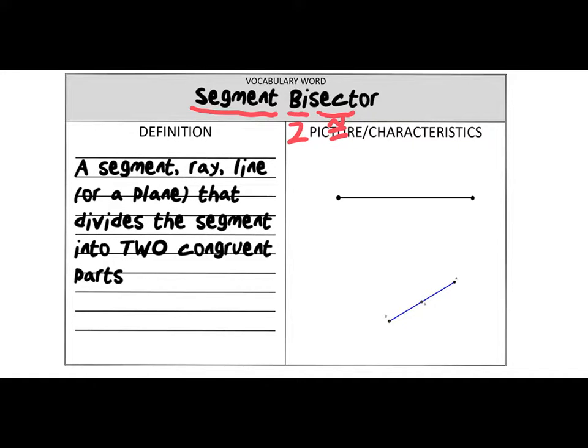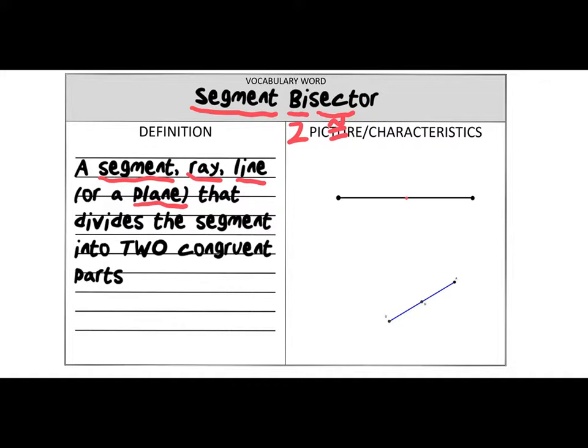Who does this could either be another segment or a ray or a line. Technically, it could also be a plane. We don't really go into depth with that in geometry, but I'm just wanting to put it out there. So it divides it into 2 congruent parts. So let's look at this top segment right here. I think the middle is about right there. That little dot would represent the midpoint. But what we're learning today is we're learning about the bisector, the thing that cuts this in half.